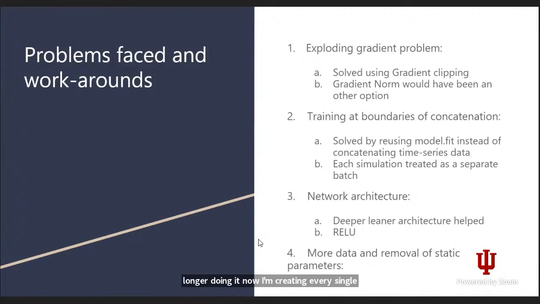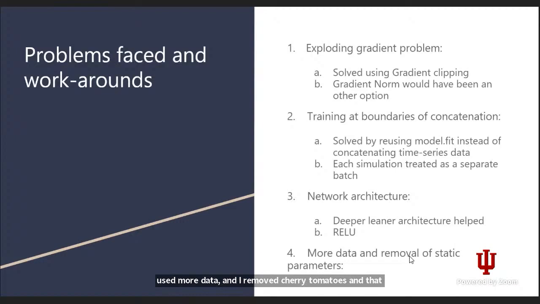So every single simulation has probably like 95 time windows if you're considering a sliding window of 3. So those 95 samples would be considered as one batch. And that helped quite a lot. I made changes to my network architecture, and the only thing different from the last time I presented was that I used more data and I removed static parameters.